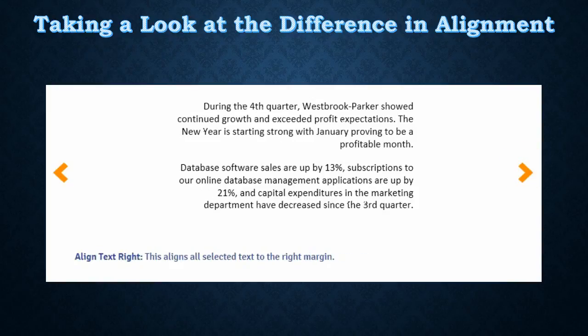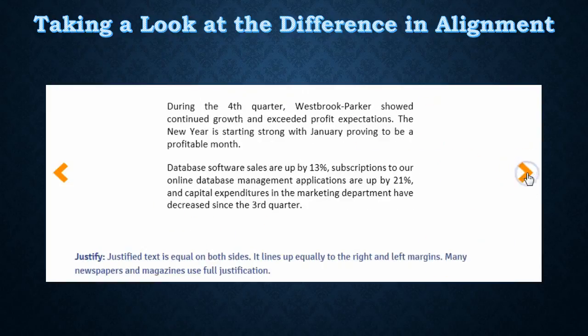You've got Align to the Right, and this aligns all selected text to the right of the margin, and you can see how it's all shifted to the right. And then you've got the Justified. The Justified text is equal on both sides. It lines up equally to the right and left margins. Many newspapers and magazines use the full justification.